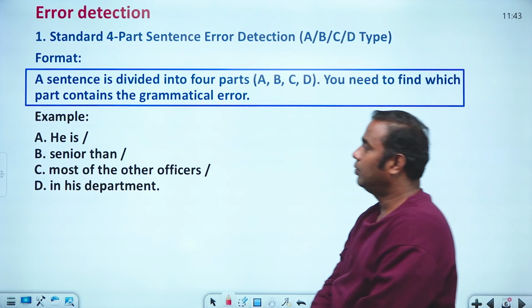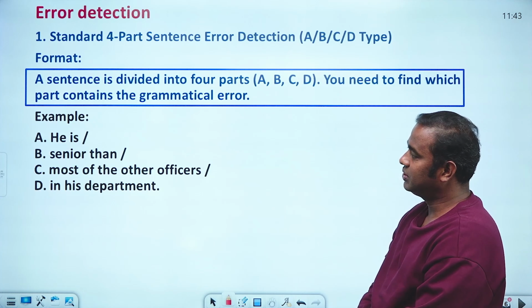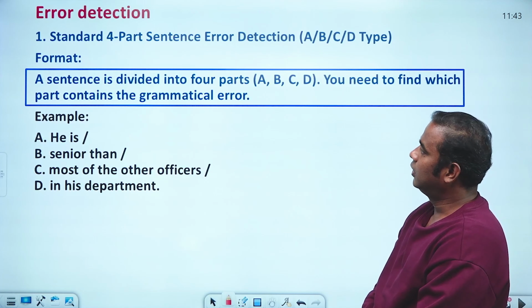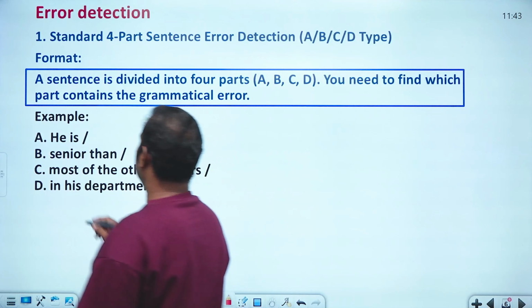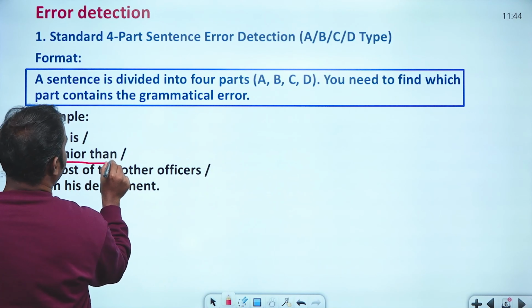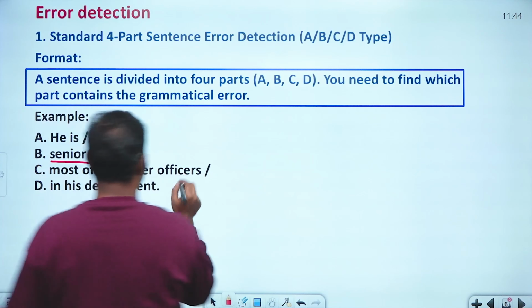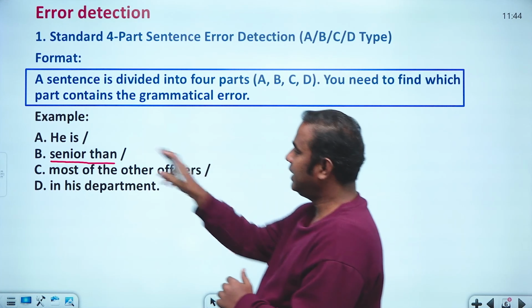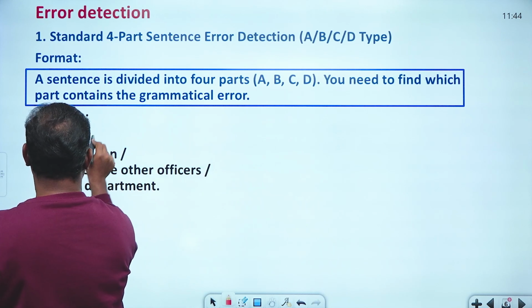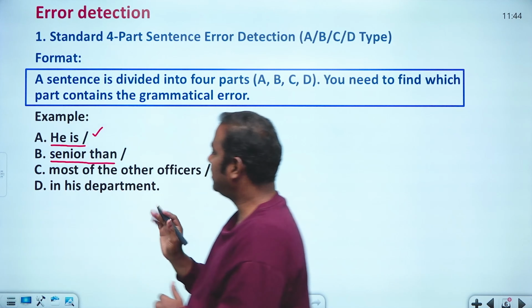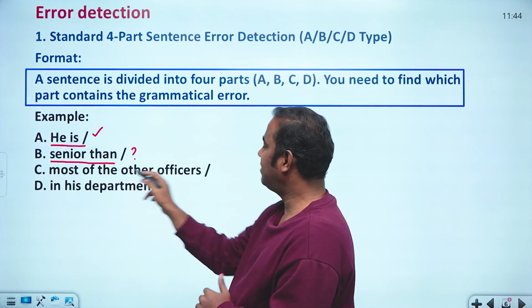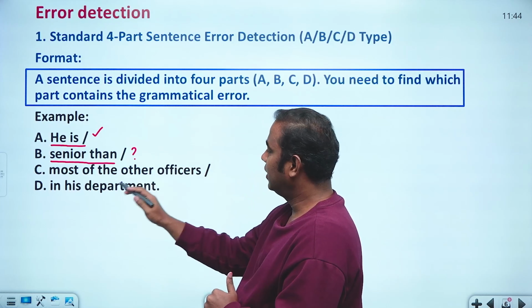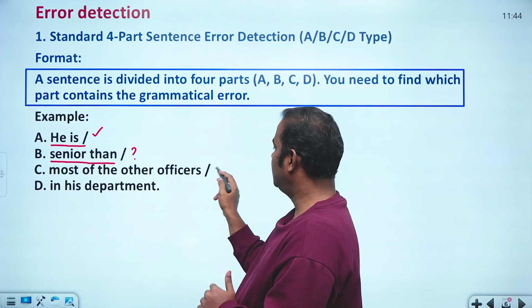Now look here. "He is a senior than most of the other officers in his department." Looking at it, "he is" is right. "Senior than" is where we generally have the doubt. "Most of the other officers" is also right. "In his department" is also right.